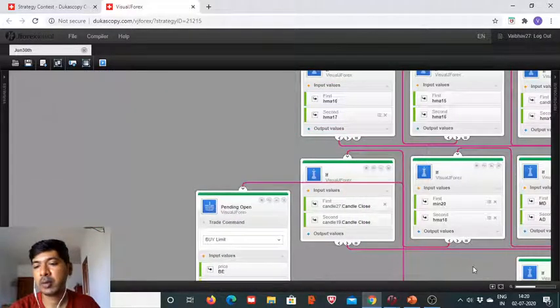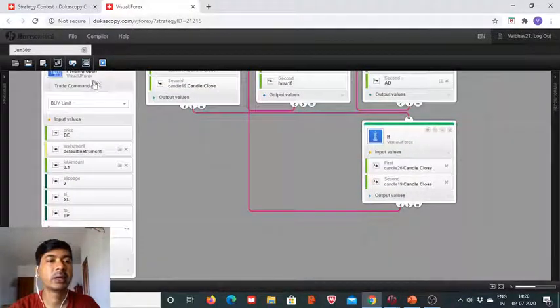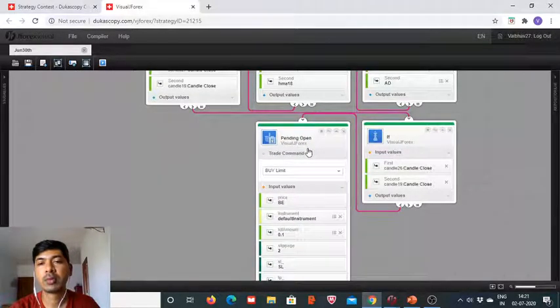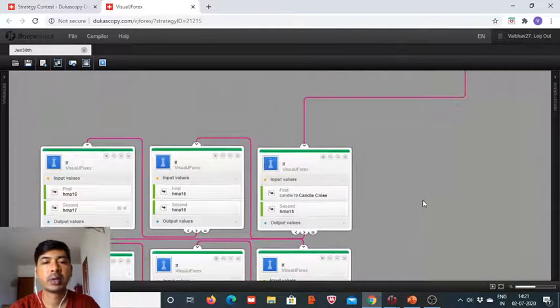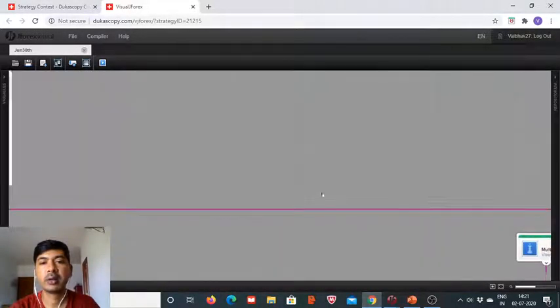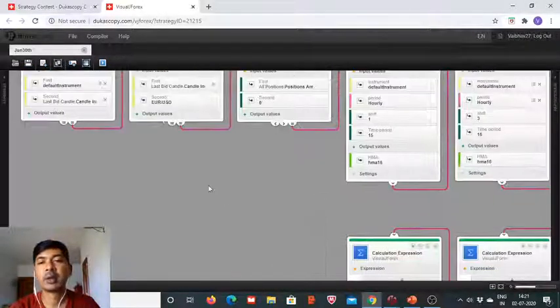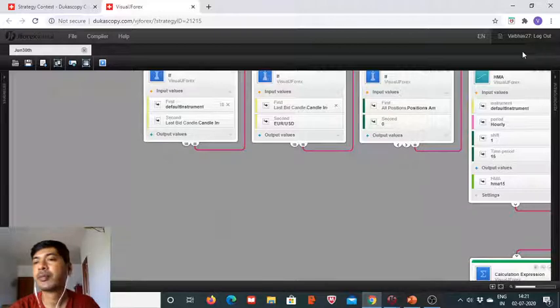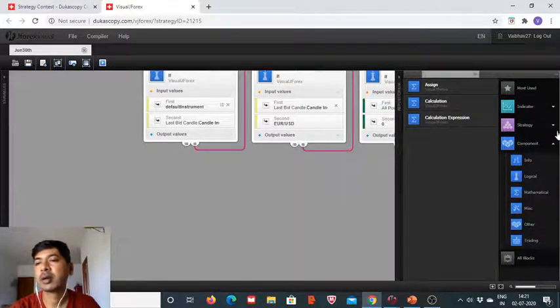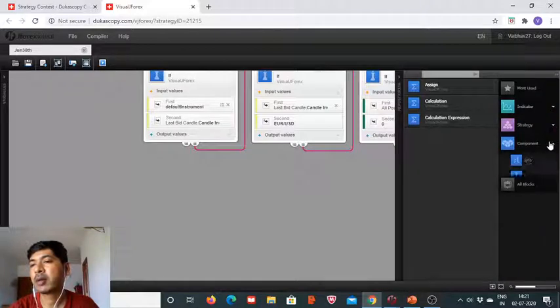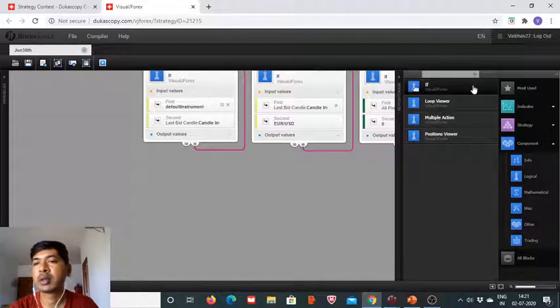So here we have in place the buy side now. Now is the time to move on to the construction of the sell side. For that we are going to need the if blocks. Let us take a couple of if blocks, and with that we have to put in place the conditions.